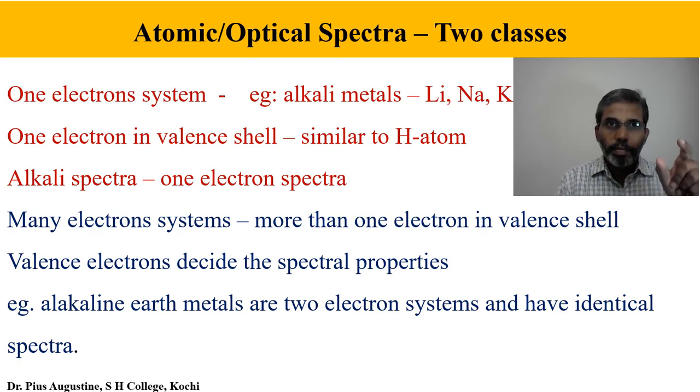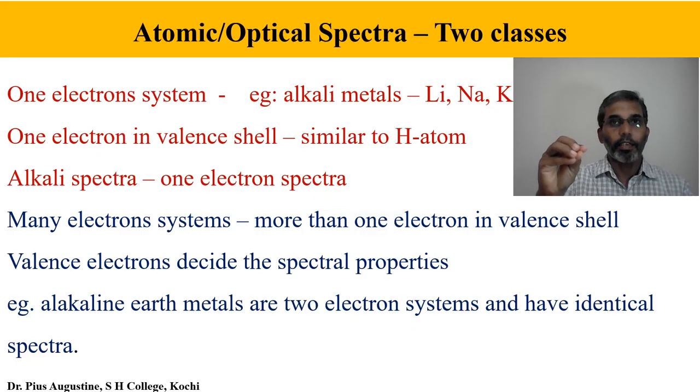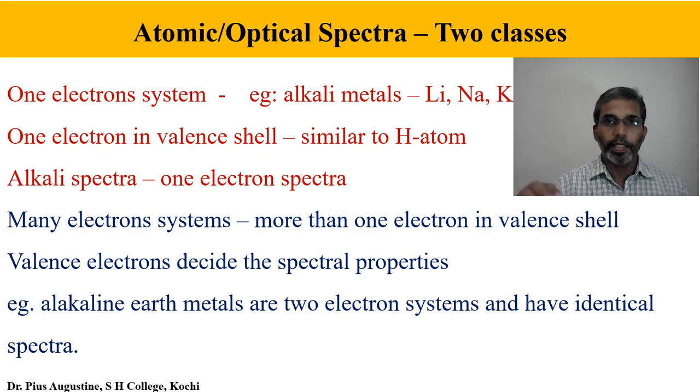In alkali metals like lithium, sodium, potassium, etc., they have only one valence electron outside the completely filled subshell. This single electron in the valence shell of the alkali metals behaves more or less like the orbiting electron in a hydrogen atom, and hence we say that alkali metals produce hydrogen-like spectra. This kind of spectra emitted by alkali metals due to the transition of a single electron in the outermost shell are known as one electron spectra.